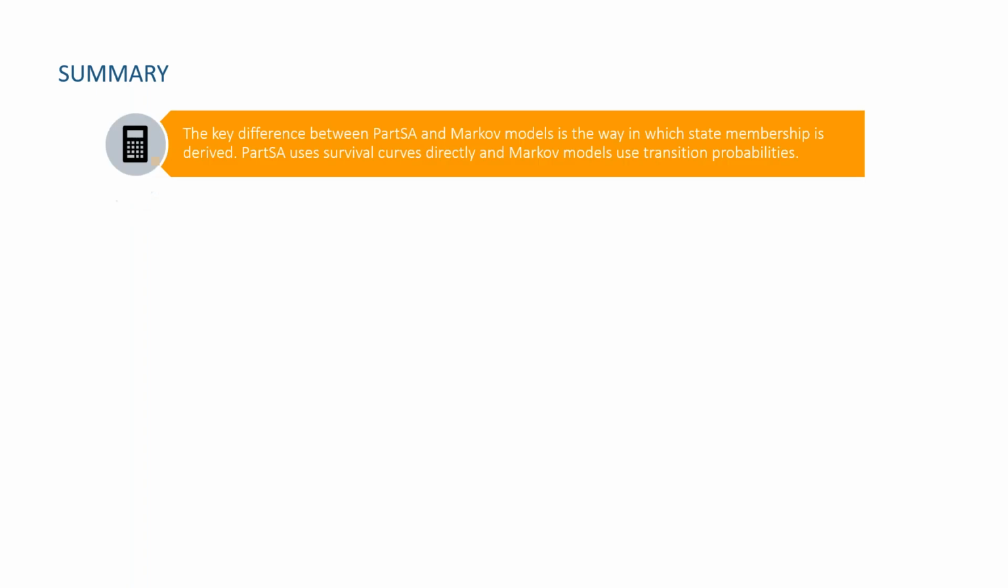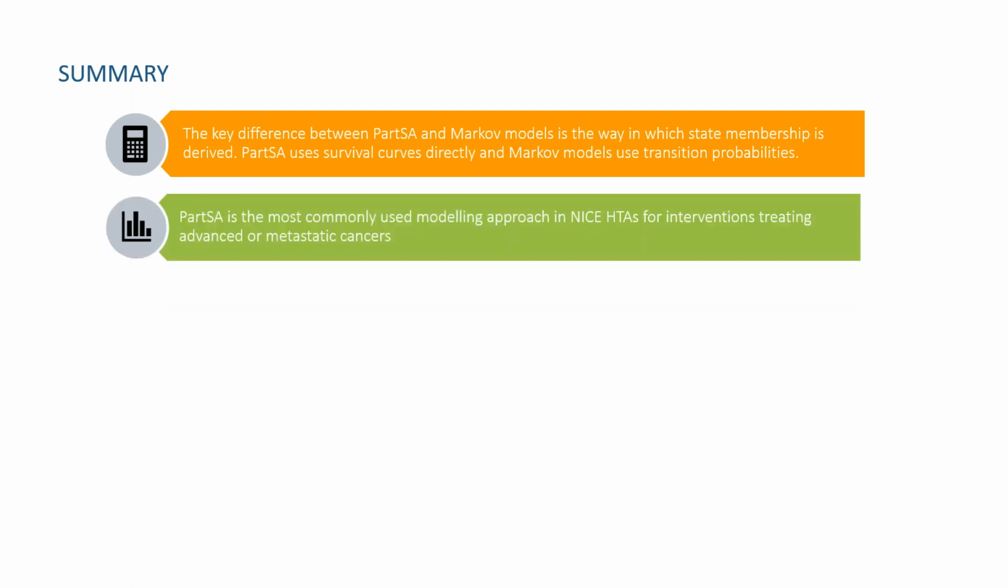So now to summarise, the key difference between partition survival analysis and Markov models is the way in which the state membership is derived. Partition survival analysis uses survival curves directly, whereas Markov models use transition probabilities. Partition survival analysis is the most commonly used modelling approach in NICE TAs for interventions treating advanced or metastatic cancers.